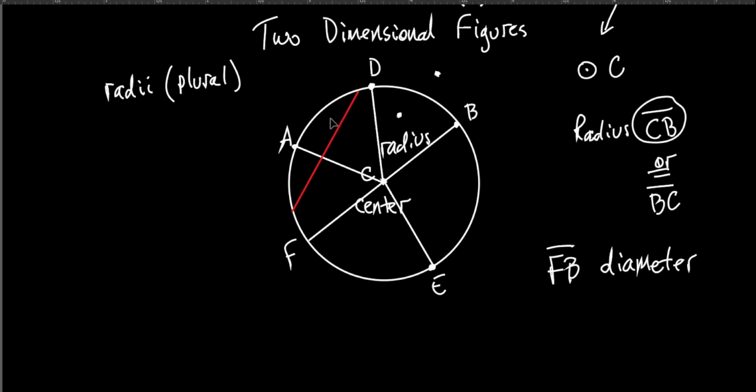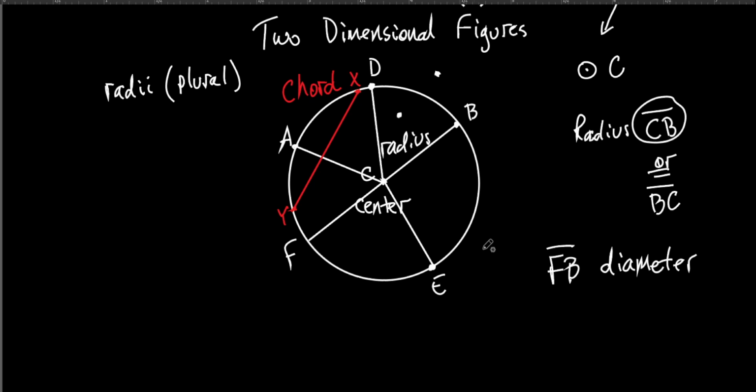We call that thing a chord. C-H-O-R-D. So that red one would be called a chord. It has no letters. Well, I could put letters, X, Y. So that's a chord. It doesn't have to have points labeled in order for it to be a chord. As long as you know it hits on the circle here and it hits on the circle here, that's considered to be a chord.